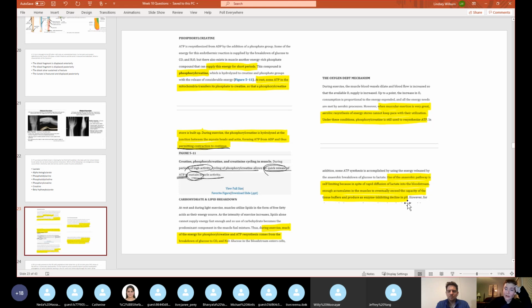The demands are going to overrun the amount of lactate very quickly. Also, if you get too much lactate, you're going to have a decline in pH. You're going to become acidic. So that makes sense.